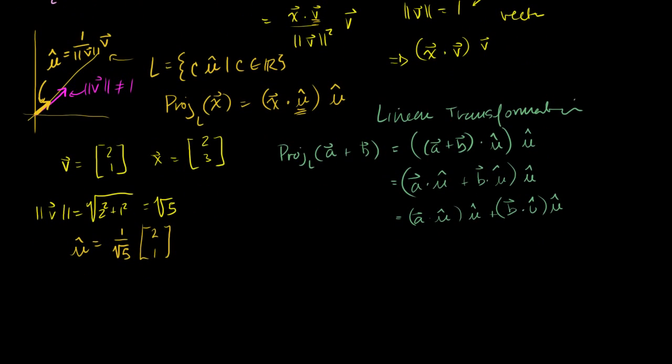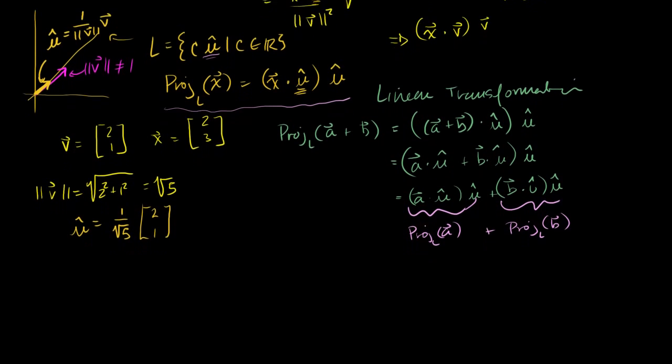And what is this equal to? Well, this right here is equal to the projection of A onto L by definition, if we assume that we're dealing with a unit vector definition for the line. And then this whole thing right here is equal to the projection onto L of the vector B. So we see our first condition for this being a linear transformation holds. The projection of the sum of the vectors is equal to the sum of the projections of the vectors.